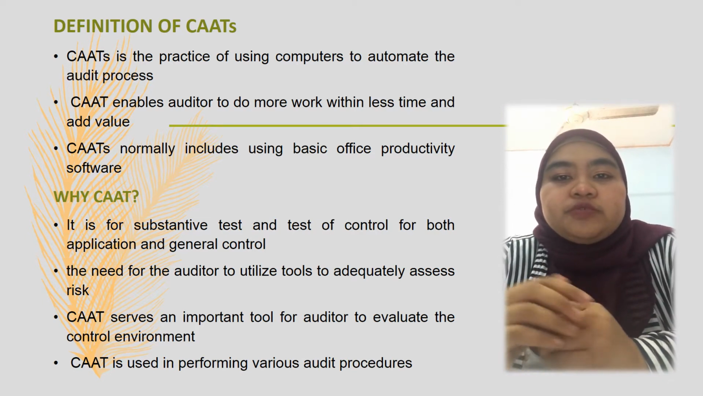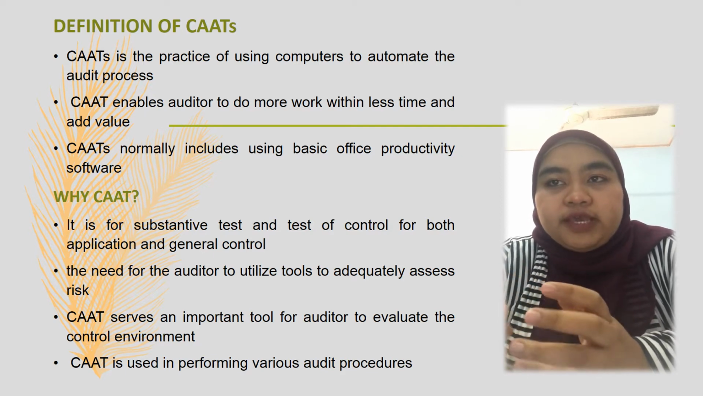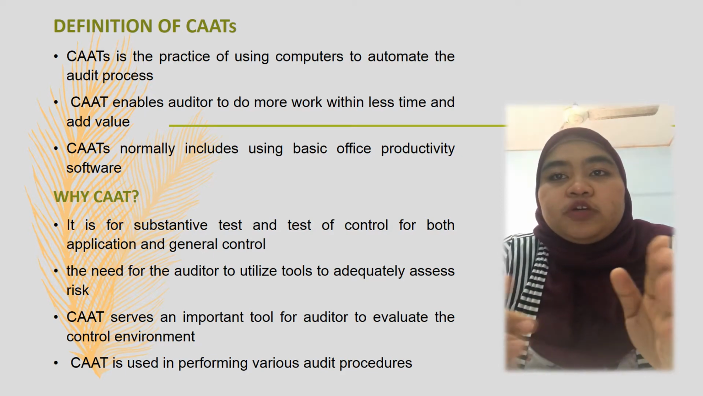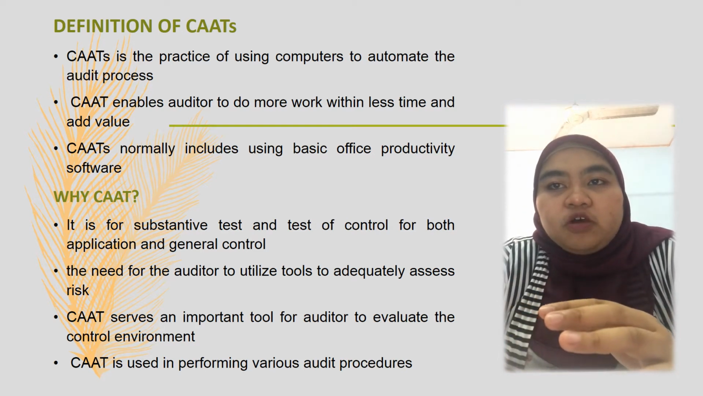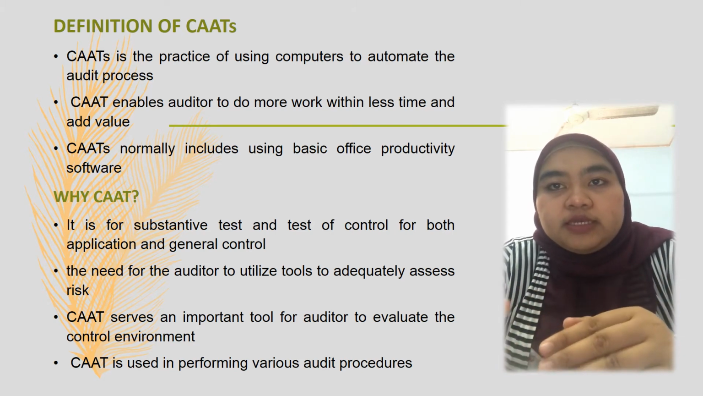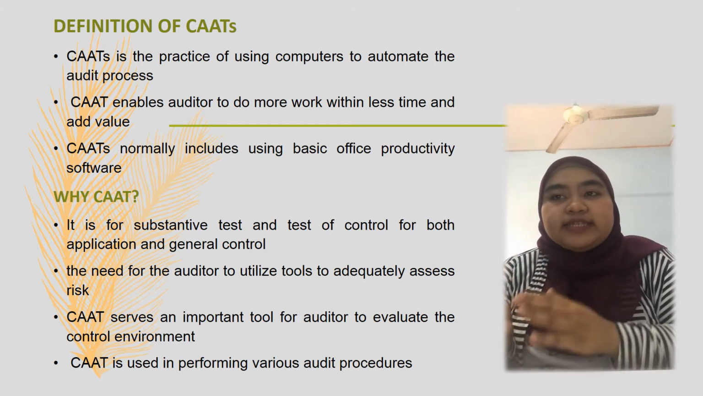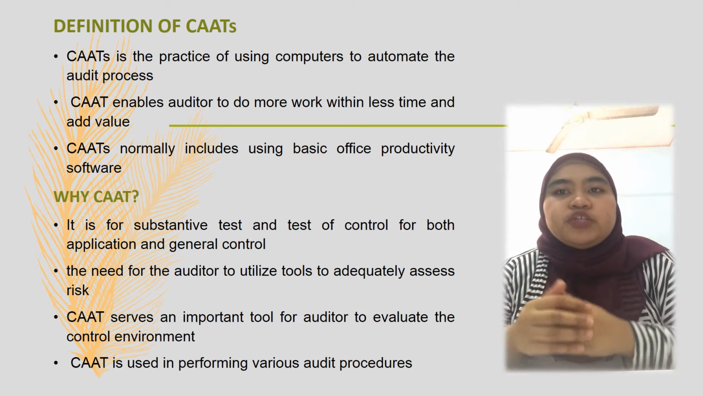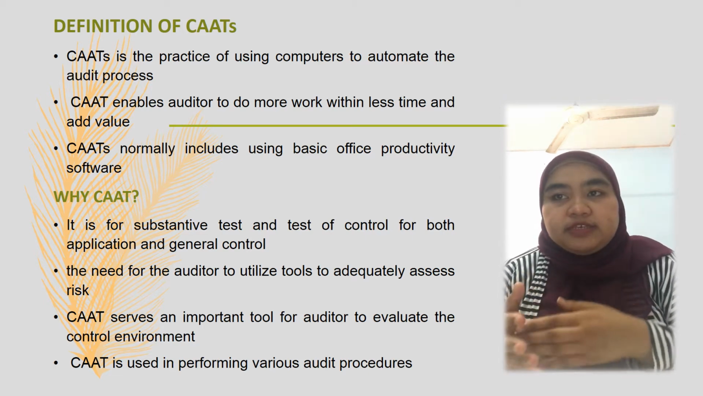I am Nurul Akmal Zulaikha binti Azhar and I will start to explain about the definition of CATs. CAT comes from Computer Assisted Audit Technique. CAT is the practice of using computers to automate the accounting and audit process. It also enables the auditor to do more work in less time and add value through the assurance process, which is more robust and comprehensive.